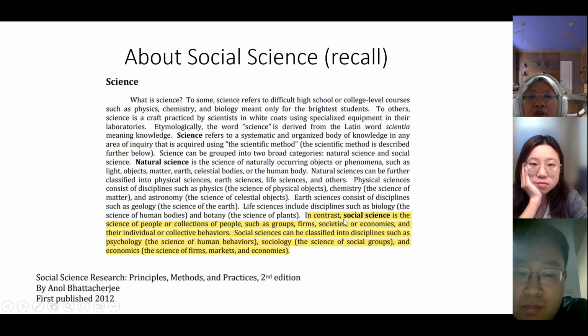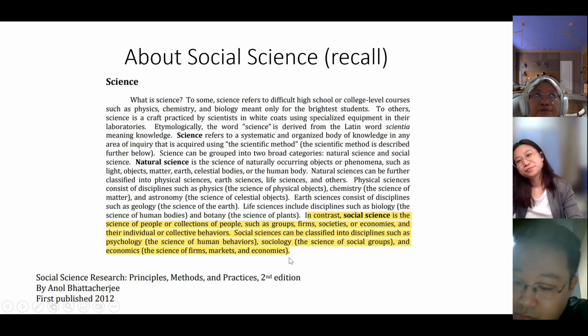Okay, what about social science in contrast? Social science is a science of people or collections of people, such as groups, firms, societies, or economies, and their individual or collective behaviors. Social science can be classified into psychology, which is the science of human behaviors, sociology, the science of social groups, and economics, the science of firms, markets, and economies. So I think education would come into sociology, but of course there's further differentiation or classification under sociology.